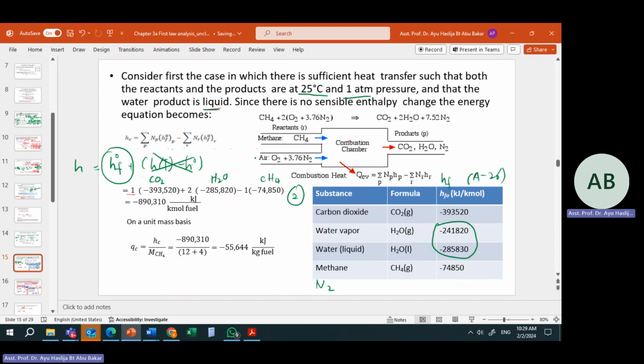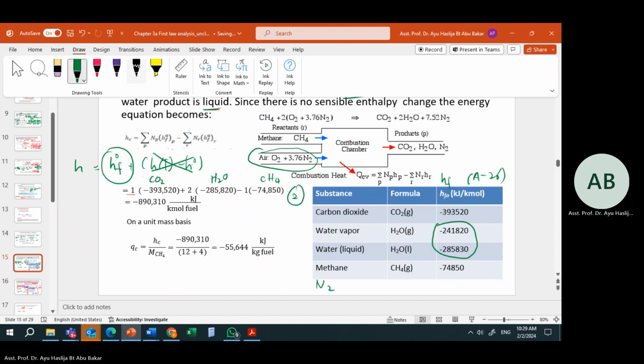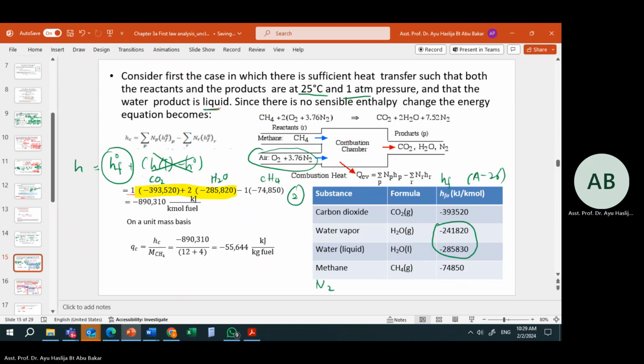Okay, how about the rest? The air. Why does it include the air over here? Reactant. Okay, this part is product. CO2, H2O minus reactant. Reactant is methane and air. Air is O2 and N2. Why doesn't it include the O2 and N2?